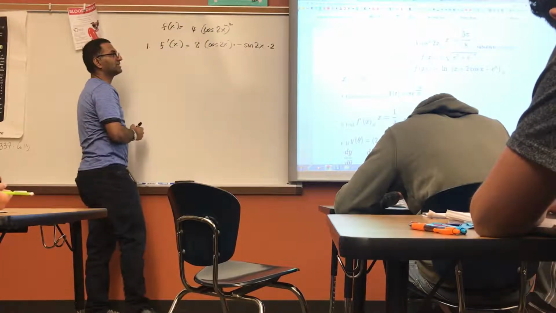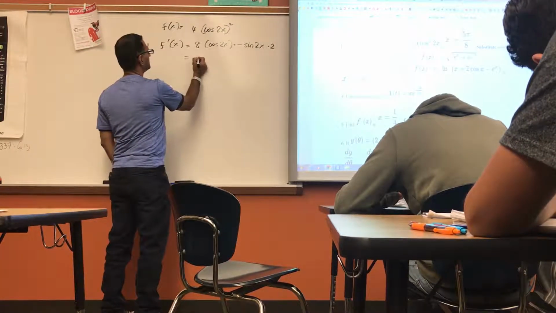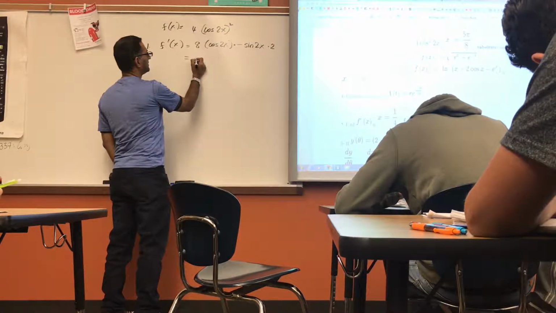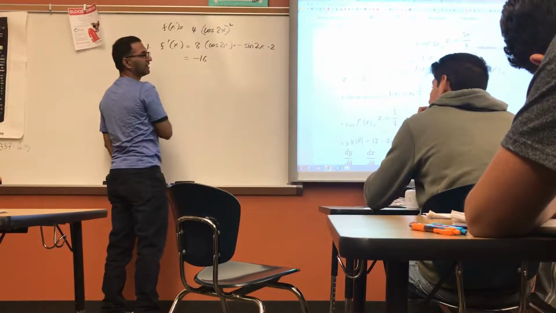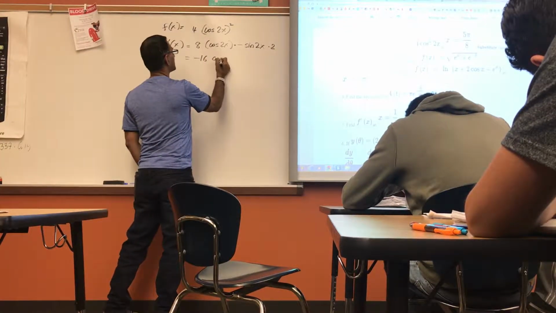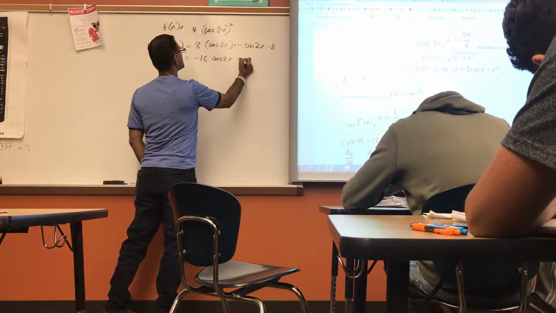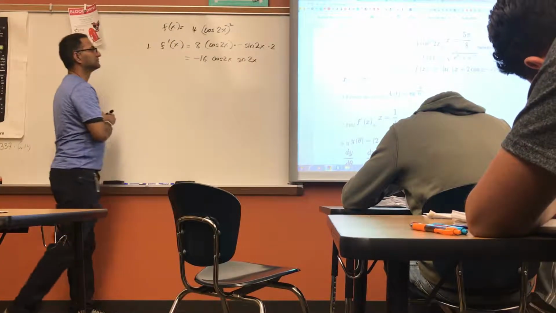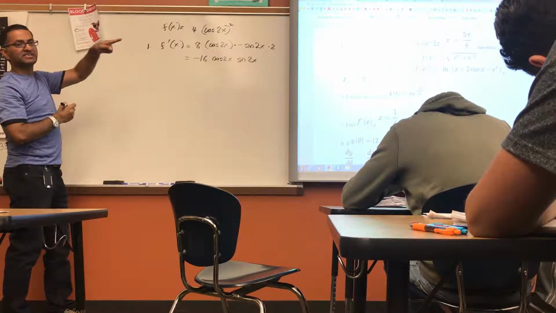Okay, next. Rewriting is your friend, so I'm going to rewrite it. What number do I write? Negative 16. Yeah. And then cos 2x sine 2x. And then it says at x equals 5 pi over 8.